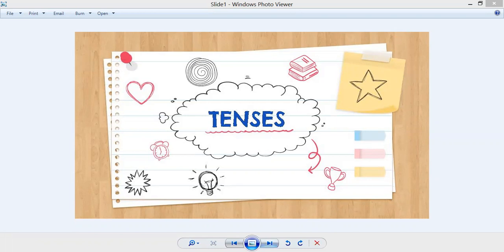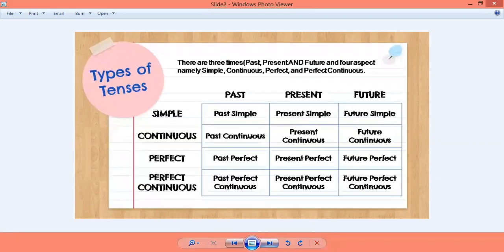So first, we see that there are three types of tenses, namely past, present, and future. And all these tenses have four aspects each, namely simple, continuous, perfect, and perfect continuous. अगर देखें तो past में सब aspects are past simple, past continuous, past perfect, and past perfect continuous. So on goes with present and future tense. All these 12 aspects will be covered in form of 12 lectures.